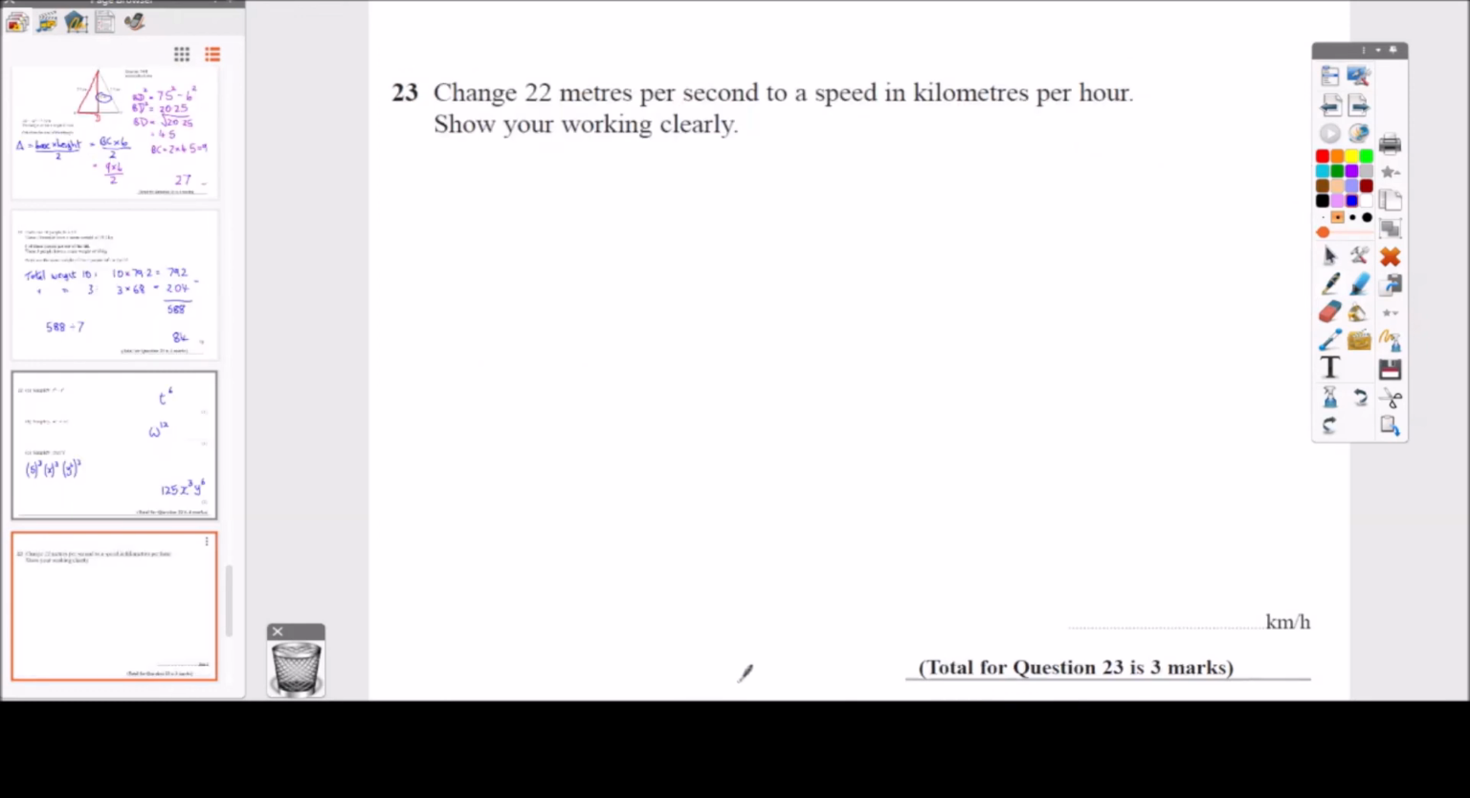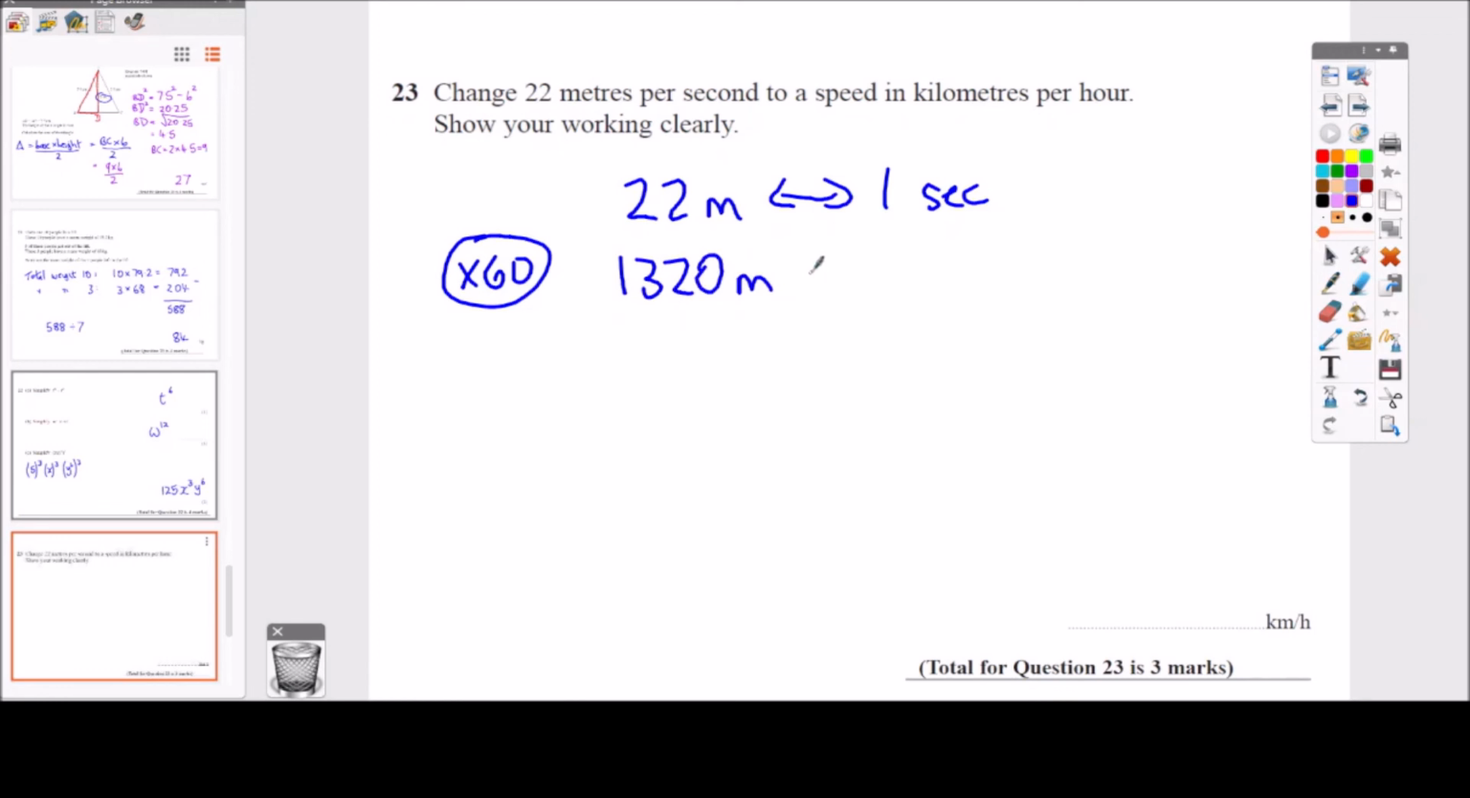Question 23. So, 22 meters per second. 22 meters in 1 second. To change that into minutes, because there are 60 seconds in a minute, we're going to times that by 60. So, 22 times 60 is 1320. So, we're going to go 1320 meters in 60 seconds, which of course is 1 minute.